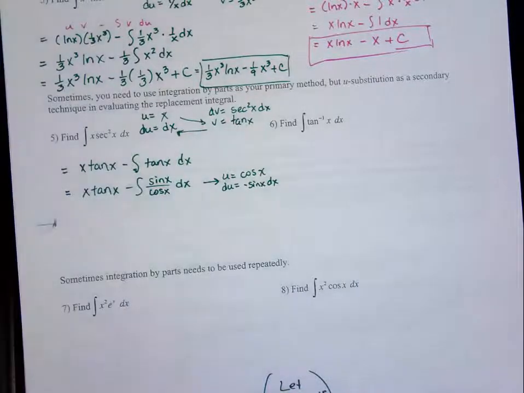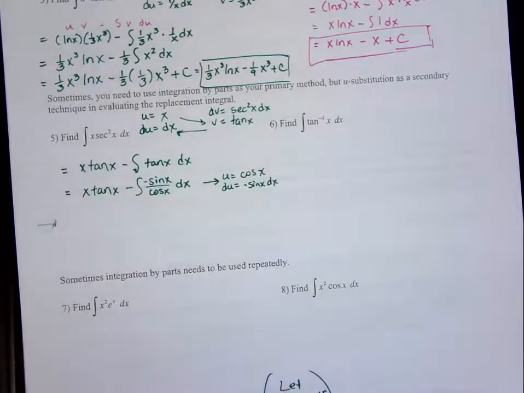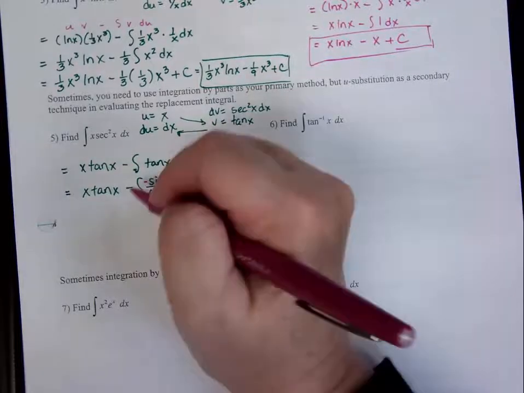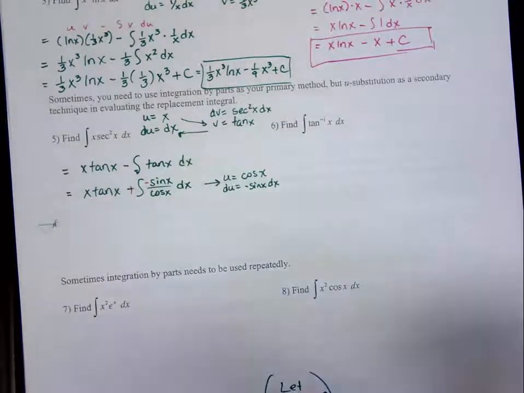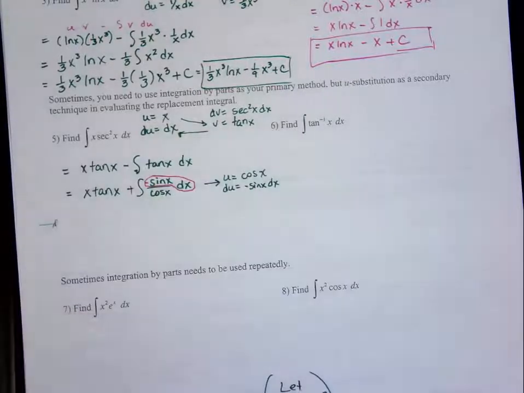I'm going to give this thing a negative, so that becomes positive, which means that the sign outside the integral becomes a positive. Very good. I'm going to circle my du, just like we used to do. My legs hurt. Okay.